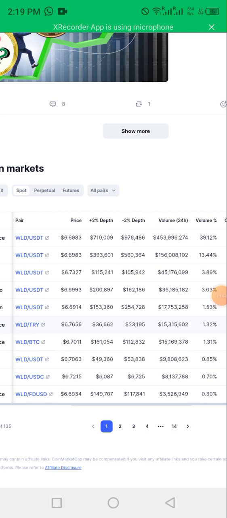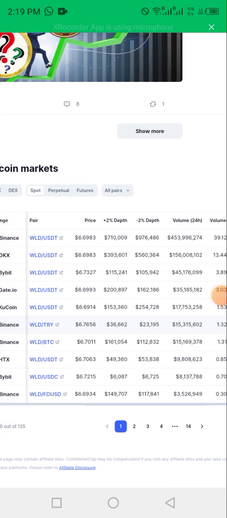So on Bybit, this is our line for Bybit, which is the third section. It lets us know that on the +2, it gives you a depth of 115 and on the -2 it gives you a depth of 105. So for you to know when to buy using this depth section, you check the depth. The higher the -2 depth compared to the +2 depth, the higher the chance that the coin is going to go up by 2% for a higher liquidity volume coin.